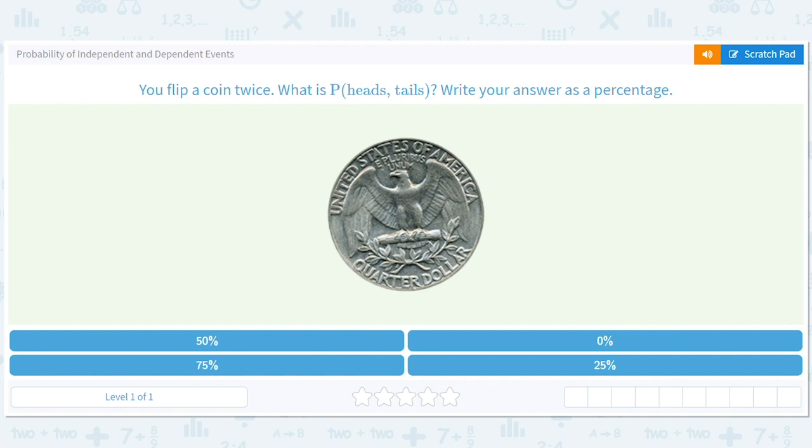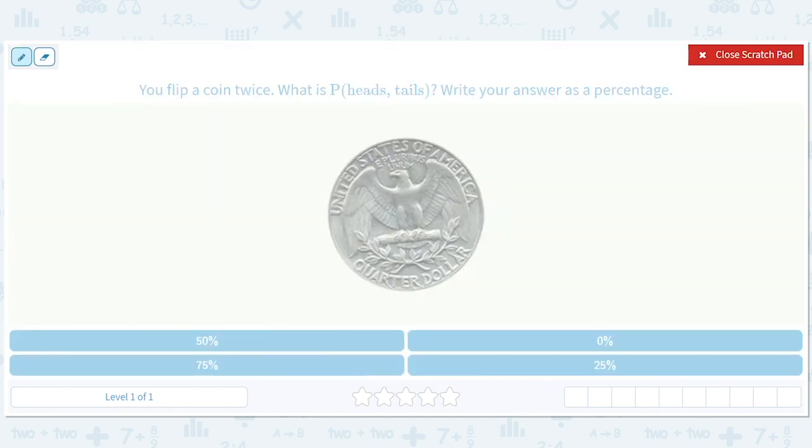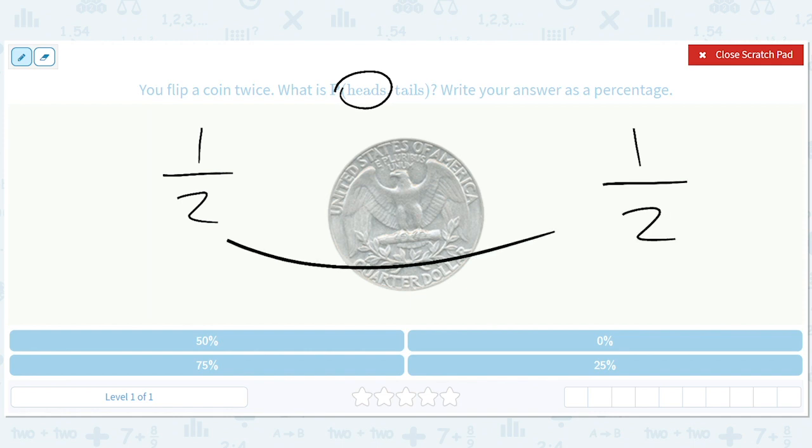You flip a coin twice. What's the probability of getting heads then tails? Okay. So the first time it's a half. That's the probability of first flipping a heads. And then the second time the probability of flipping tails is also a half. And because the two coin flips are independent of each other, you just take this a half times a half and you get a fourth. And that's just 25%, right?